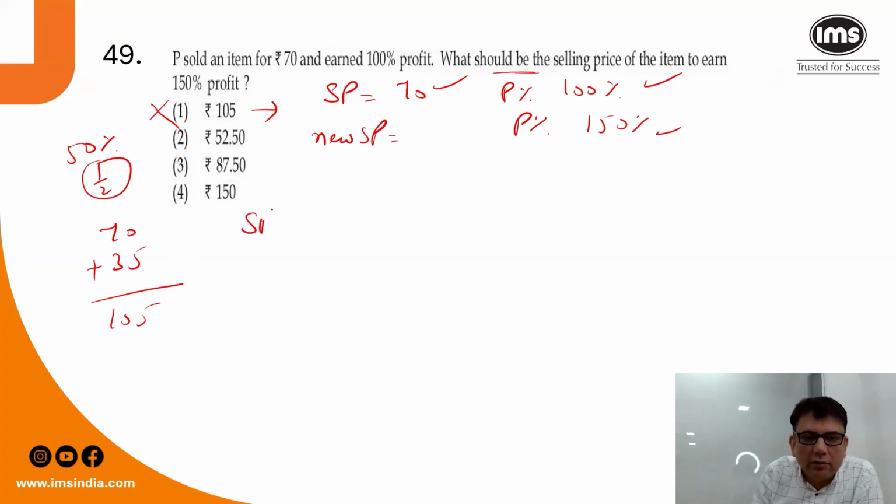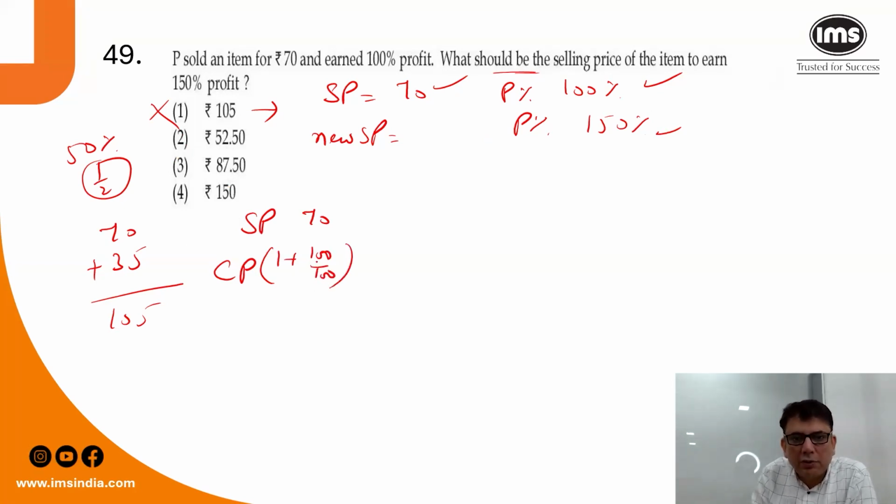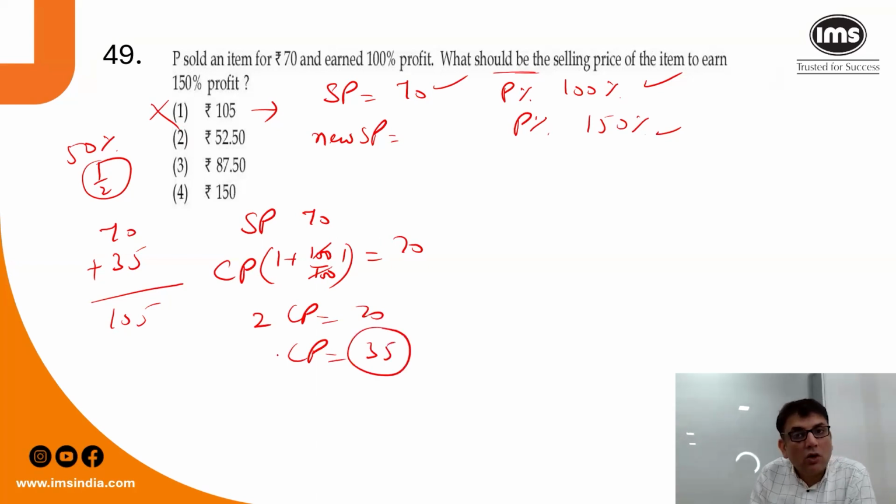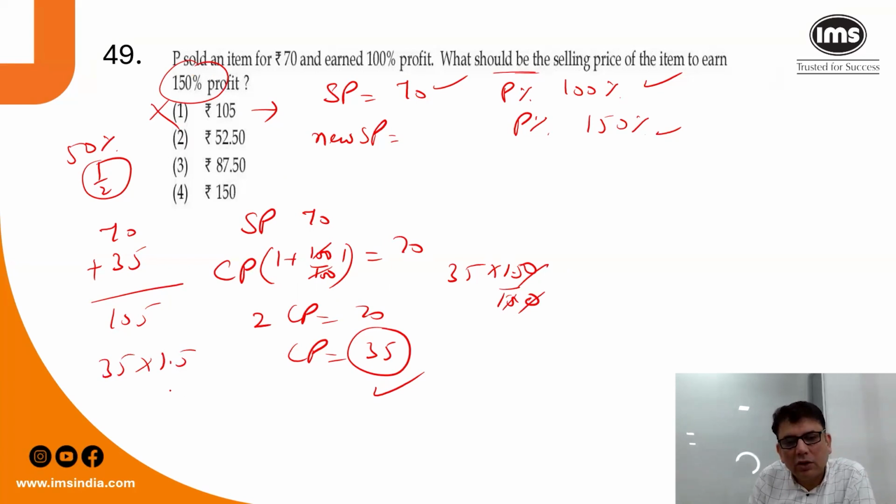तो एक तरीका है, सेलिंग प्राइस अगर 70 है, इससे पहले कॉस्ट प्राइस निकालना. तो कॉस्ट प्राइस में 100% प्रॉफिट, so 1 plus 100% of cost price, 1 plus P by 100. This is 70. This becomes 2 into CP is 70 और CP is 35. कॉस्ट प्राइस 35 है. अब मुझे प्रॉफिट परसेंटेज चाहिए 150%. इसका 150% प्रॉफिट चाहिए. 35 का 150%, so which means 1.5. So 35 into 1.5, this will be 35 plus 17.5.